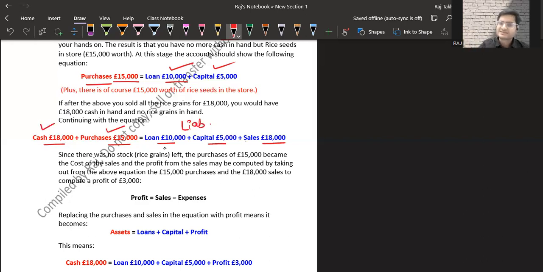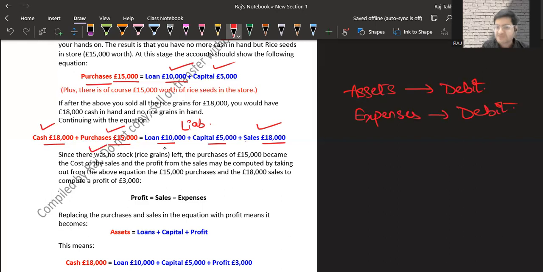So now, is it fair to assume that sales is something which comes on the right hand side? Why? Because it has the same nature. You all must know that assets have a debit nature. Along with assets, expenses also have a debit nature. Yes, we can see purchases is an expense, so it also has a debit nature. So we are putting these two items on the left hand side, and on the other hand we have loan, which is nothing but a liability, and we all know that liabilities have a credit nature.